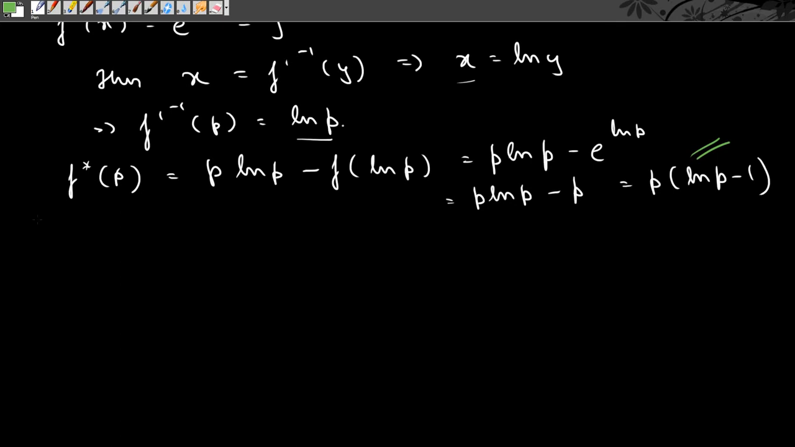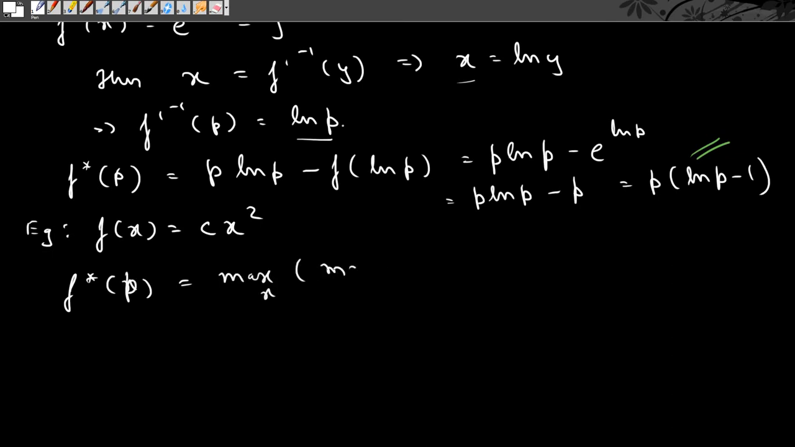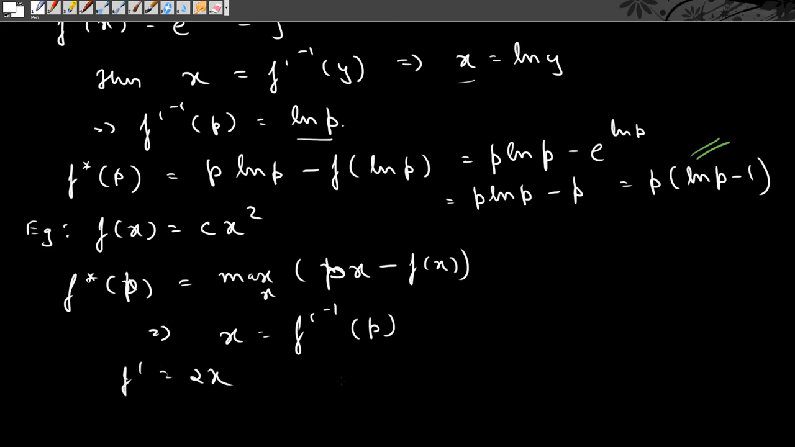So let's take another example, f of x equal to some cx square. Then f star, again this is a convex function because it's a positive parabola, so f star of p will be equal to maximizing with respect to x the function px minus f of x. This would imply again x equal to f dash inverse of p. But f dash is equal to 2x, which means f dash inverse of p will be equal to some p by 2.